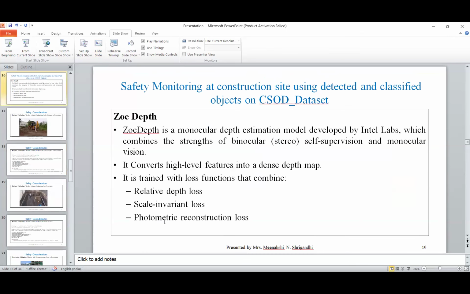The next part of my research is safety monitoring at construction sites using detected and classified objects on the CSOD dataset. Here, the safety monitoring is done by considering the proximity detection between the workers and the excavator. So here ZoeDepth is used as a proximity detection algorithm. ZoeDepth is a monocular depth estimation model developed by Intel Labs, which combines the strength of binocular and monocular vision. It is trained with loss functions that combine the relative depth loss, scale invariant loss, and photometric reconstruction loss.